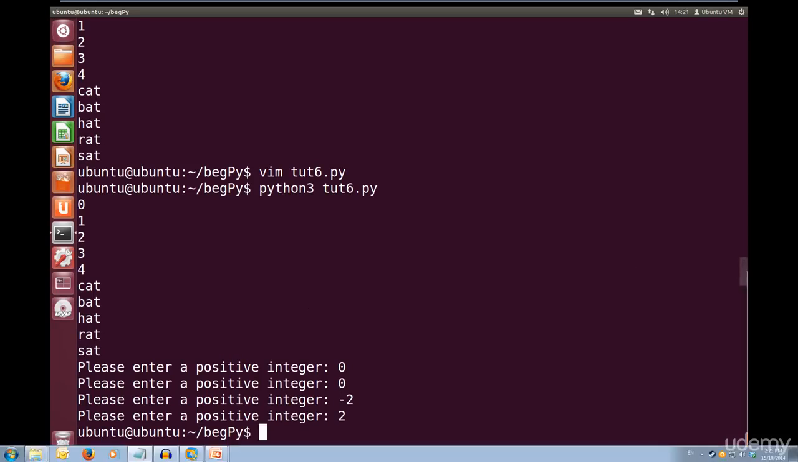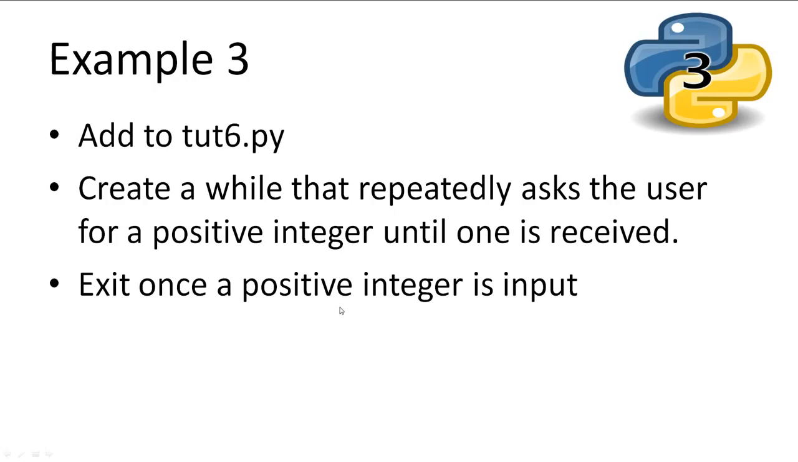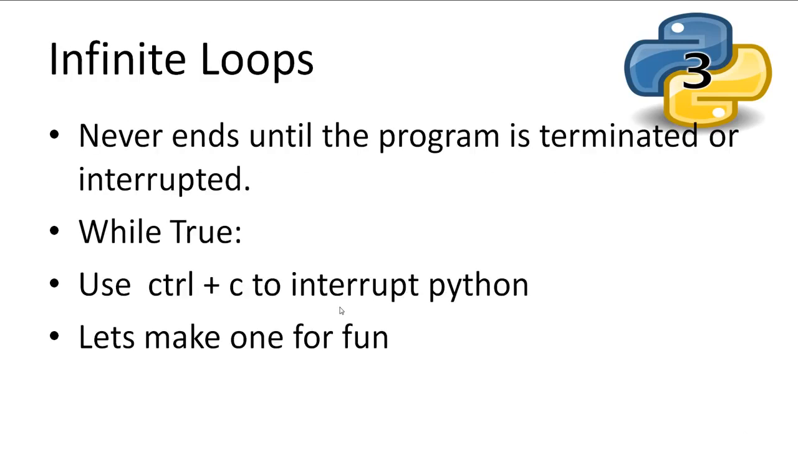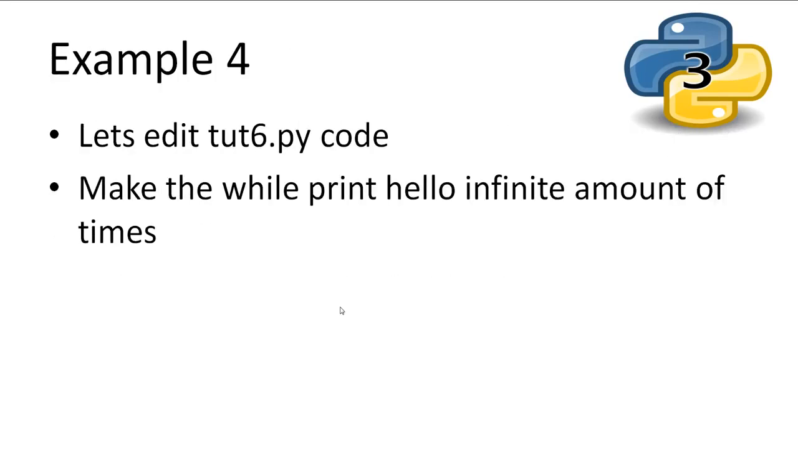Okay, so a while is useful here because we don't know how many times the user is going to get it wrong. Okay, so with while loops, there is the danger of infinite loops, meaning a loop that never ends. If we want, we can make a while loop go forever until it is interrupted by the keyboard with the shortcut Ctrl-Z. Okay, so let's make one for fun. We're going to create a while that prints hello an infinite amount of times.